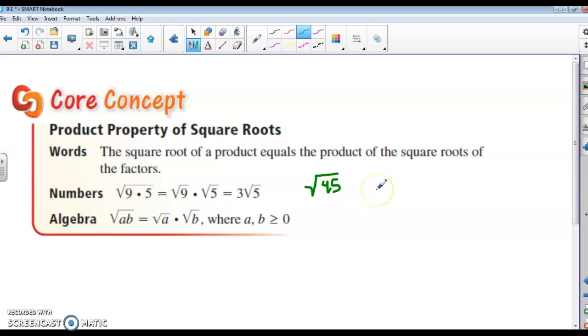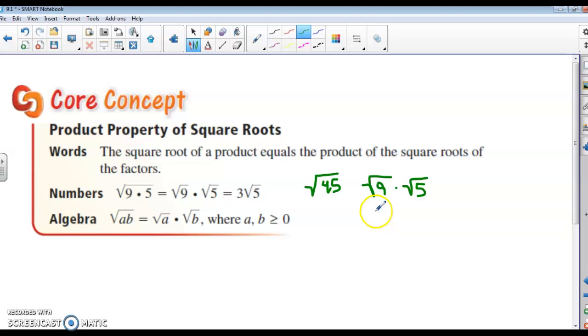So perfect squares, remember, are like 4, 9, 16, 25, 36. Those are all perfect squares. So the greatest perfect square factor of 45 would be 9. So I can break this up into the square root of 9 times the square root of 5. That's basically what this example is saying here, that you can have 9 times 5 inside the radical sign, and then you can break it up into two separate radicals.